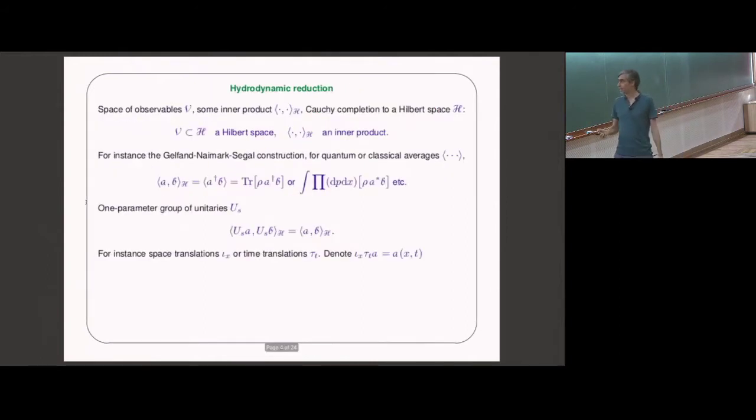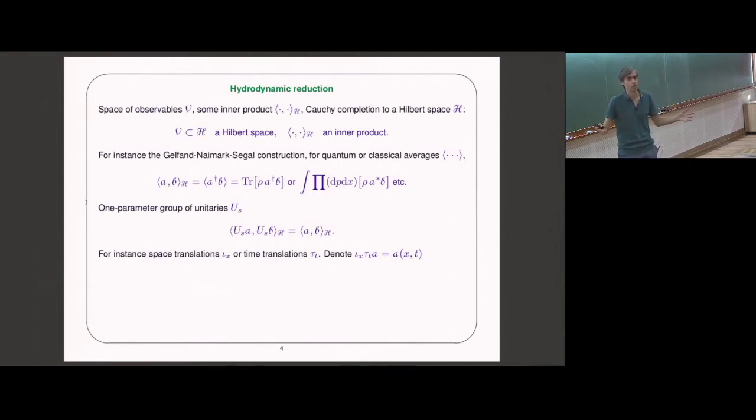Okay? So let me start with something that's very general. It's just an abstract construction. As I say, this starts abstract and then gets more concrete. So I'm thinking about some space of observables. If you have a quantum chain, you look at the Pauli matrices on a finite number of sites, for instance. But it doesn't need to be quantum. It can be classical, on a lattice. So, some space of observables and some inner product on that space.